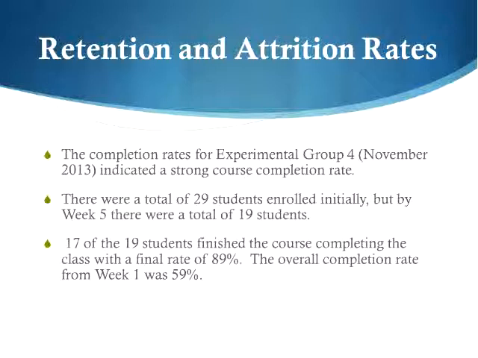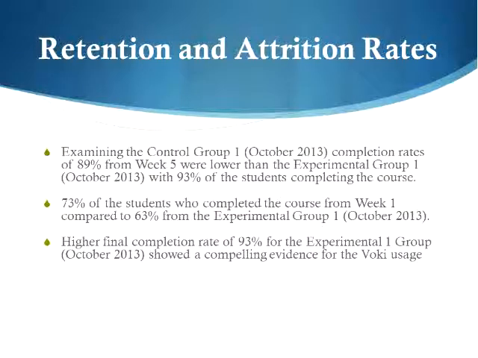And the completion rate for the experimental group 4 in November of 2013 indicated a strong course completion rate. There were 29 students enrolled, but there were 19 students by week 5, and 17 out of 19 of them completed the course with a final completion rate of 89%. But again, to be honest, the attrition rate was 59%, and that's something that we're seeking to improve.